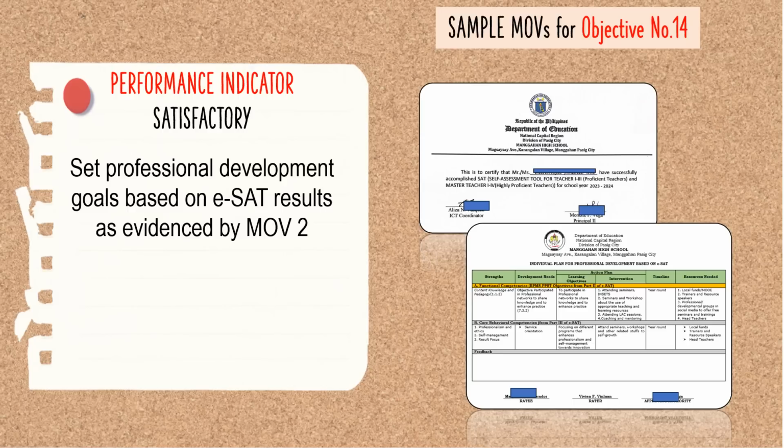Ang performance indicator naman for quality para sa satisfactory ng objective number 14 ay set professional development goals based on ESAT result as evidenced by MOV number 2. Ang MOV number 2 ay IPCRF-DP. At makakagawa ka ng IPCRF development plan kapag ikaw ay nag-take ng ESAT. At ang katunayan na nag-take ka ng ESAT ay yung iyong certification from the ICT coordinator. Kaya si teacher ay makakakuha ng satisfactory kapag itong dalawang MOV lang ang ilalagay niya sa kanyang portfolio.